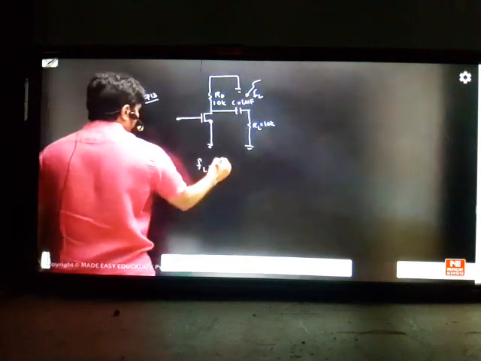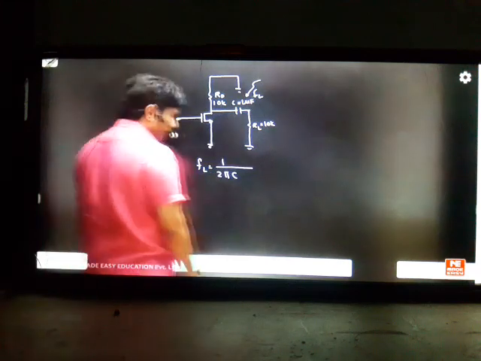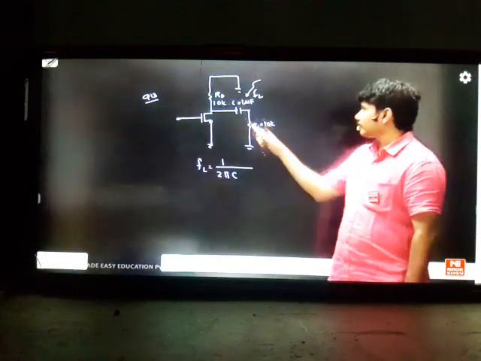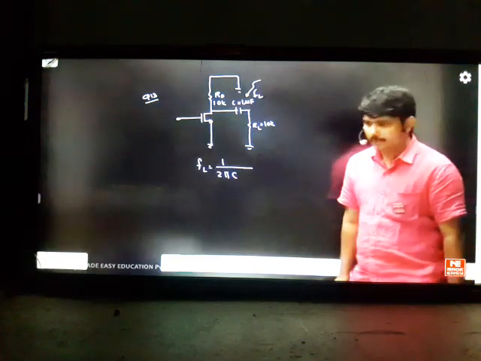So you already know the trick I think. It is 1 by 2 pi that C into R equivalent we are right. What is the trick I told you? R equivalent trick. When you are seeing from here, what is R equivalent? These two should be series or parallel. You have to take. BJT what we studied, same methodology.